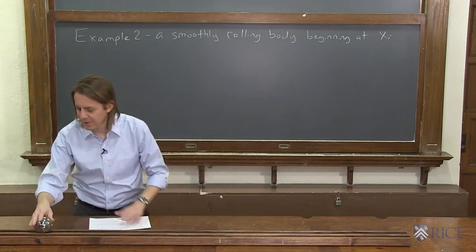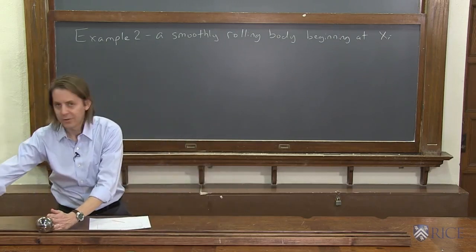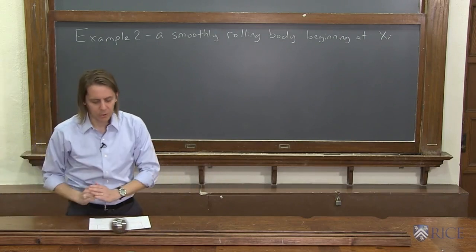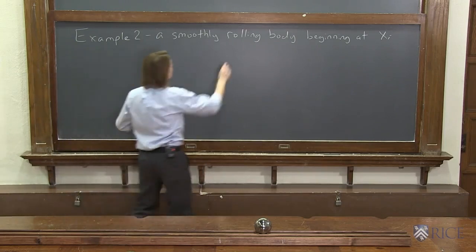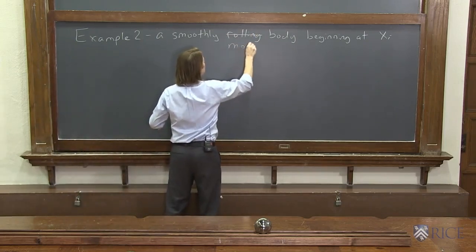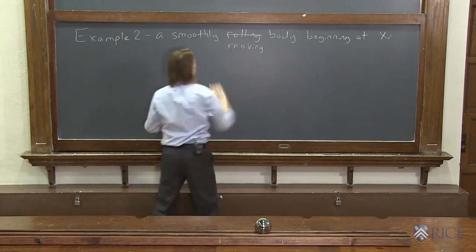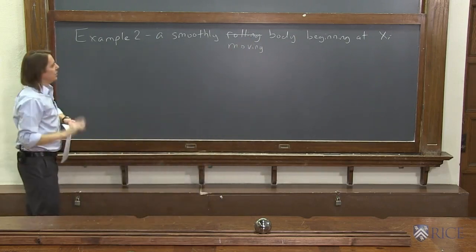So let's think. Hal started here. We'll call this xi. We'll call this the origin. And there you go, uniform motion. And it's not rolling. We'll just say moving, and we'll ignore the rolling. Okay? So we saw it.